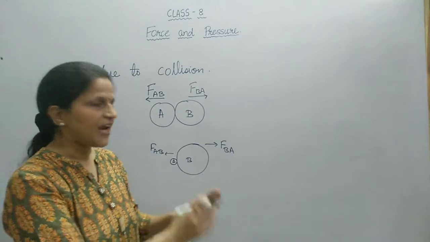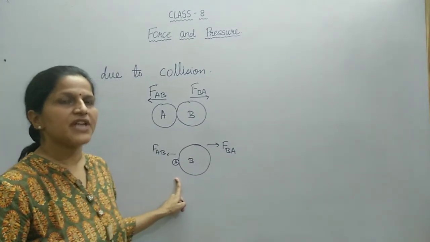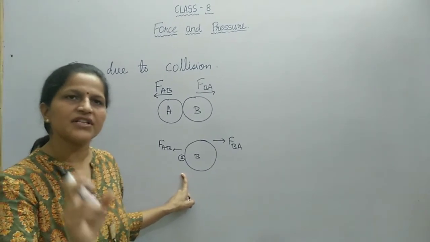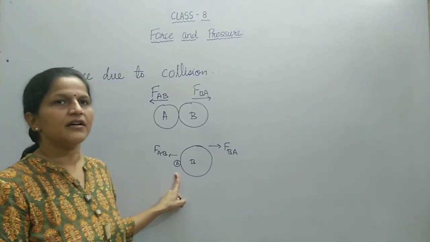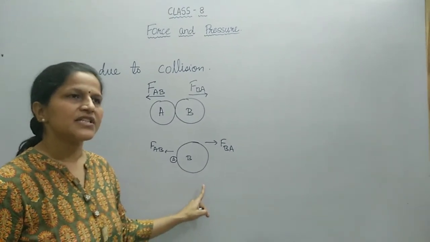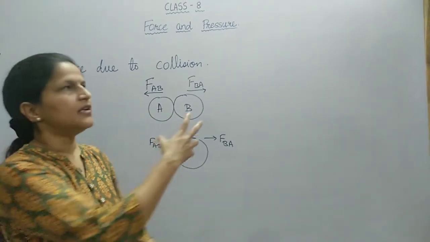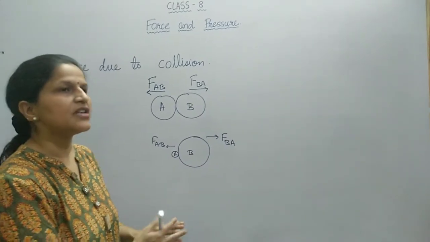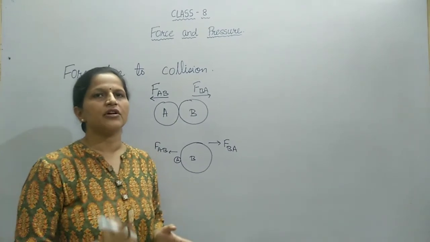But the effect will be greater on the lighter object. This is because of the change in momentum of the body, which you will learn in higher classes. For now, you can just understand that the lighter object will experience a greater effect of force as compared to the heavier object. So this is just an example. Suppose you throw a ball towards the wall, the ball bounces back, not the wall which moves. It is also because they are exerting equal and opposite force on each other, but the effect is seen on the lighter body.